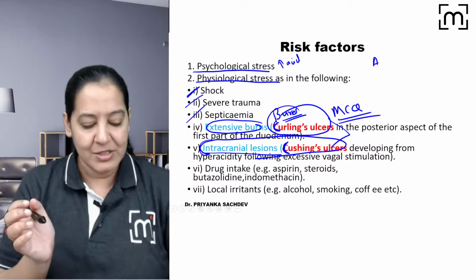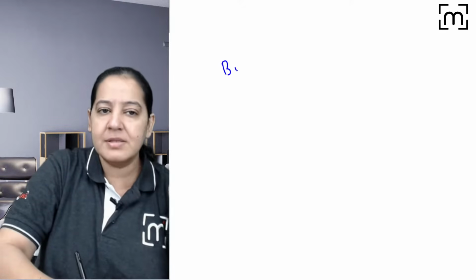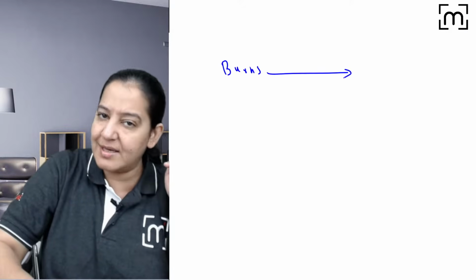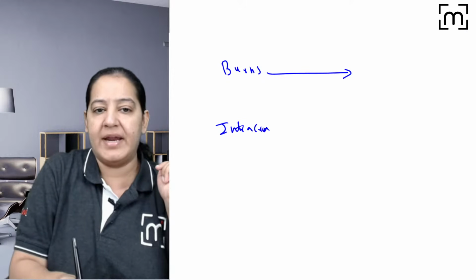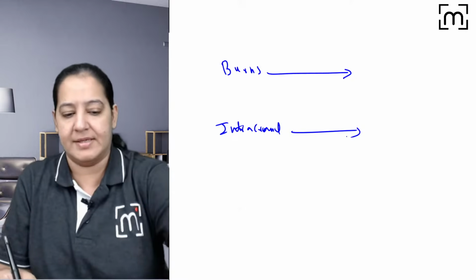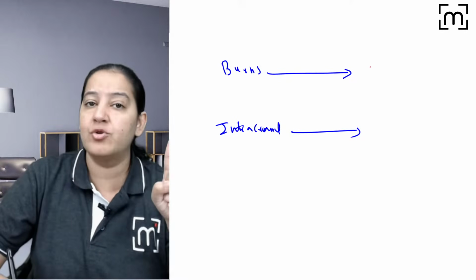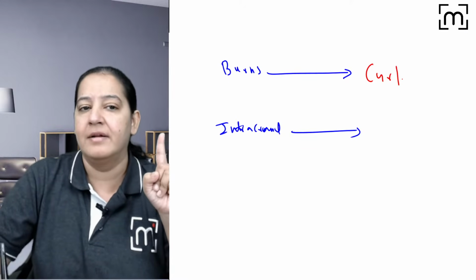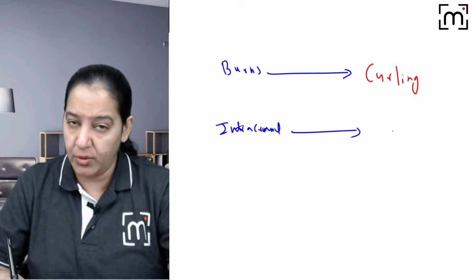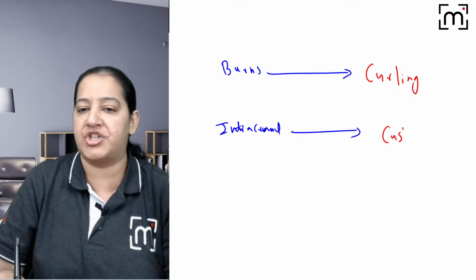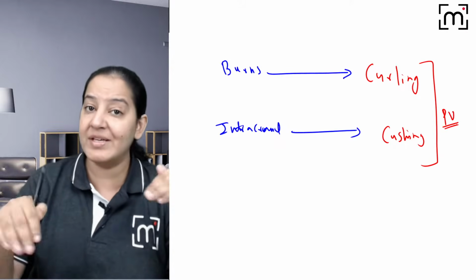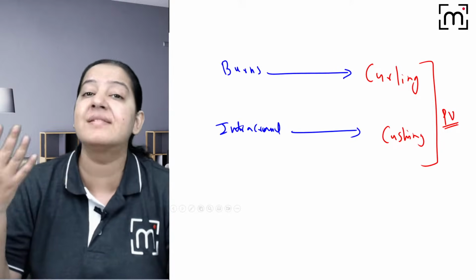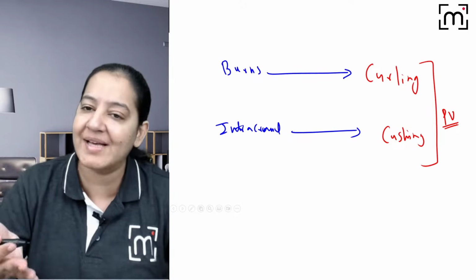You got my point? So what I am saying, the burns lead to ulcer, and intracranial lesion also leads to ulcers, right? The ulcer due to burns is known as curling, and the ulcer due to intracranial lesion is known as Cushing. Both are peptic ulcers only, both are types of peptic ulcer. The reason for both of them is the same, the vagal stimulation. More vagal stimulation, more acid, more ulcer.